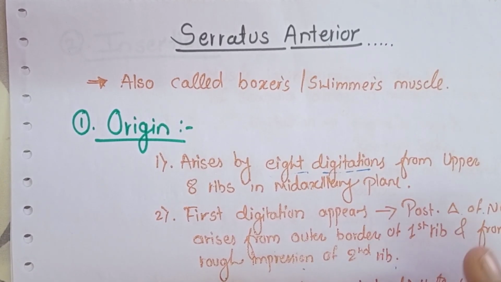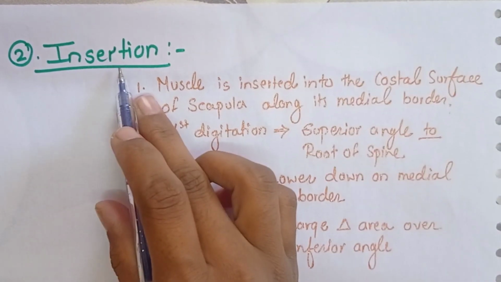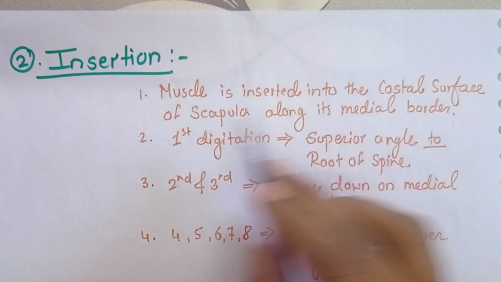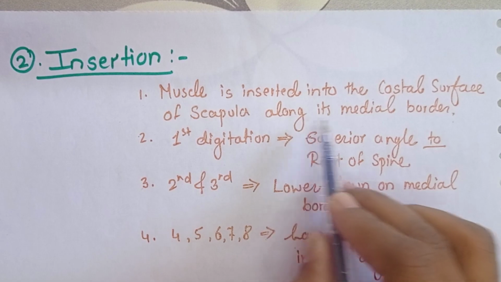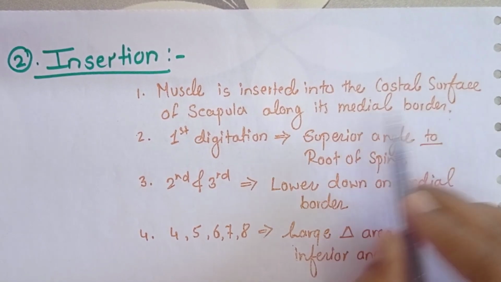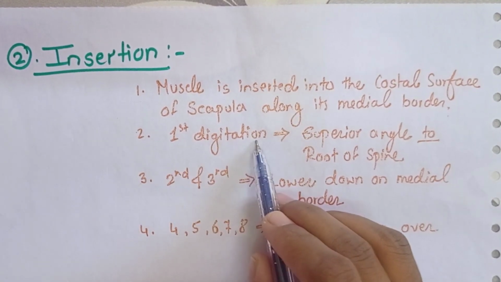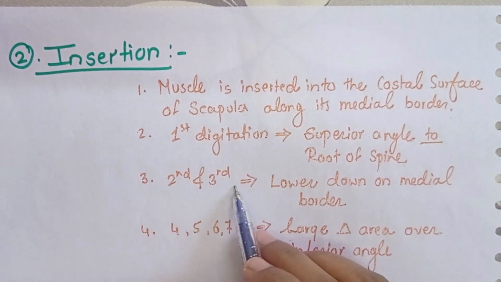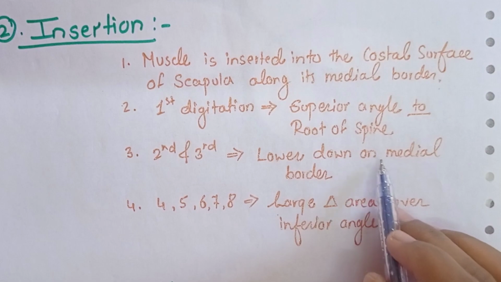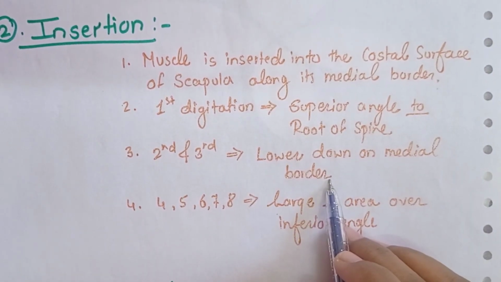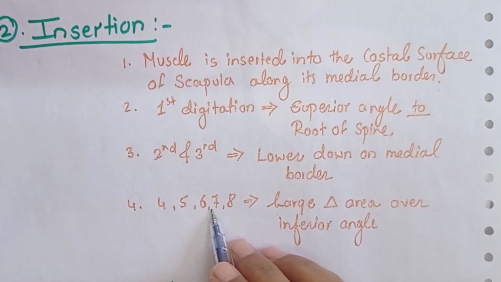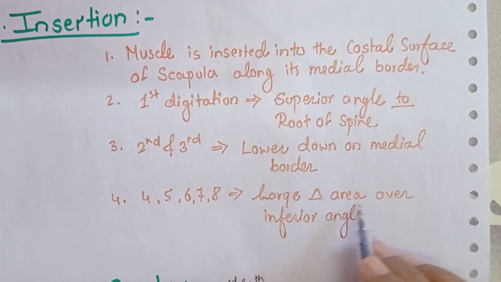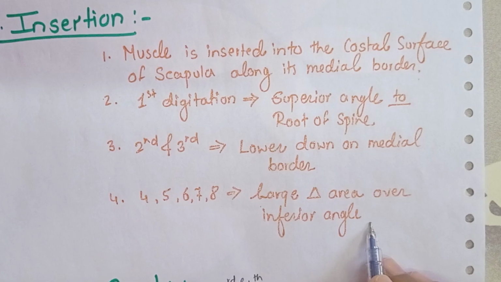Let's see the insertion of this muscle. The muscle is inserted into the costal surface of the scapula along its medial border. First digitation, superior angle to the root of the spine. Second and third will be lower down on the medial border, whereas 4th, 5th, 6th, 7th and 8th get inserted into the large triangular area over the inferior angle.